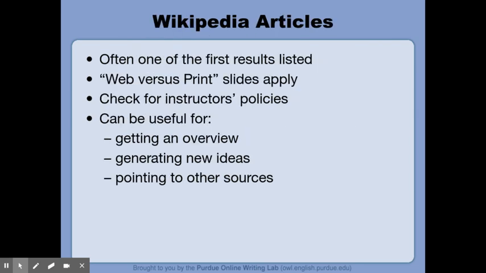Wikipedia articles. It's often one of the first results listed. Web versus print slides apply. You need to check for your instructor's policies when you are considering whether or not you can use a Wikipedia article. Wikipedia articles can be useful to get an overview over information, so getting a basis for an idea or a basis of understanding about a topic. It can help you generate new ideas based upon the information you receive, and it could point you to other sources. For my class, you cannot use Wikipedia as a scholarly resource.